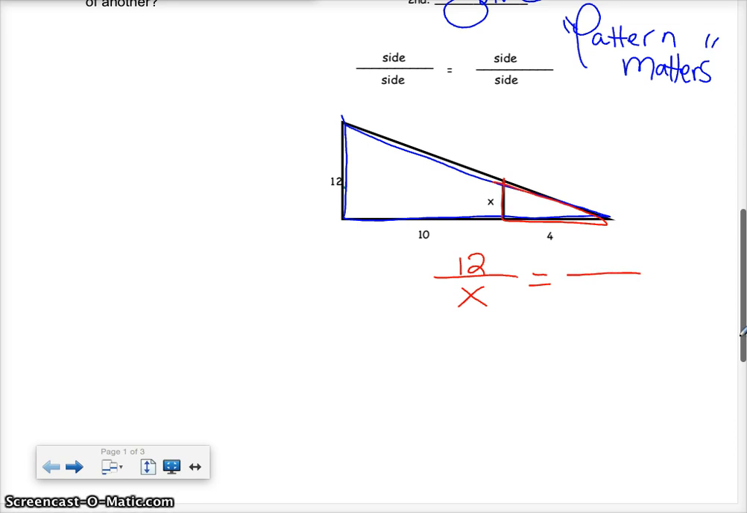The 10. It's not 10. 14. Because think about it. Did my triangle stop right here, my big triangle? No. My big triangle goes all the way across. So as 14 is to, what's my small triangle? 4. So I said big is to small as big is to small. 14x equals 48. X equals something. 3.4. Okay, you're going to round to the nearest 10 today?